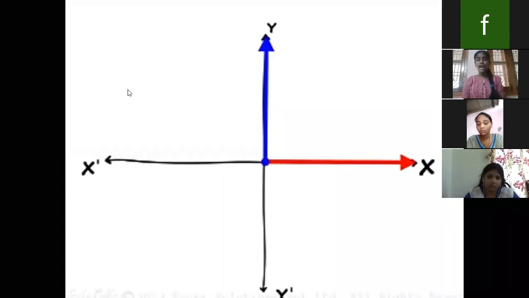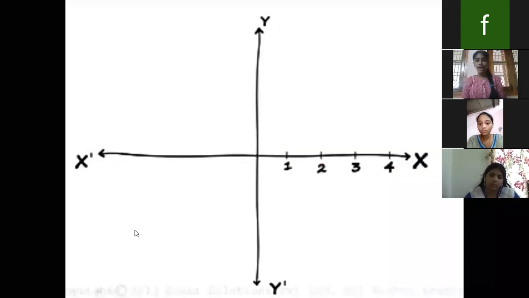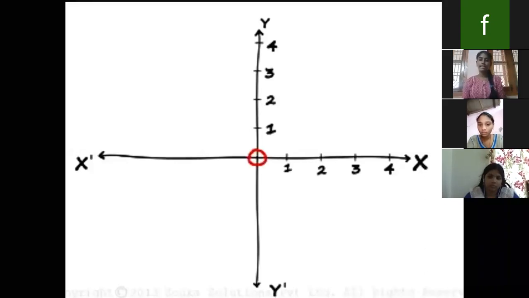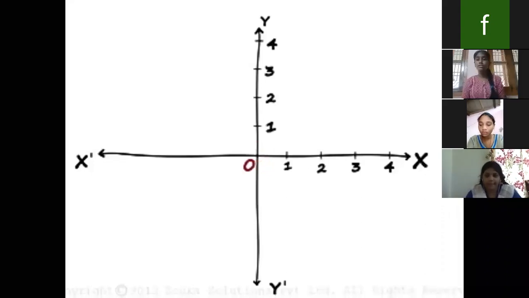Now start writing the numbers on one side of the x-axis: 1, 2, 3, 4 and so on. And on the other side of the y-axis: 1, 2, 3, 4. And the left side of the x-axis is known as x dash. We need to start writing the negative numbers, and the reference of the 0 is also called the origin.